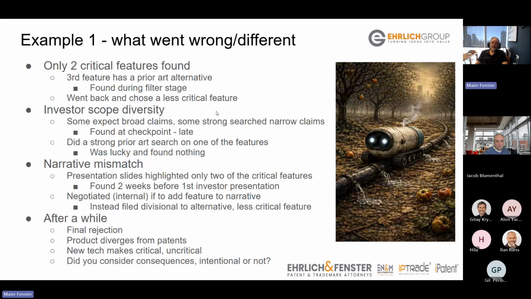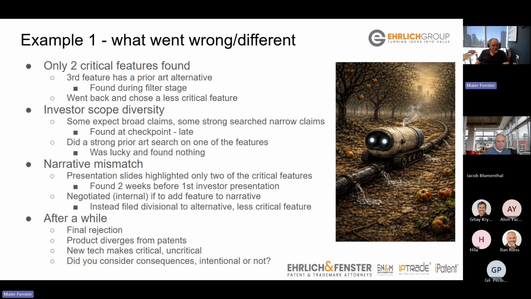Or not. What went wrong? Okay, this story happened, and here's typical things that might have gone wrong. You were supposed to write on 3 critical features, but you only found 2 critical features because one of them has an alternative, so it's not really critical. You found that during the filter stage, which is what you're supposed to do, but you had to choose a less critical feature. So now you have 2 good critical features and 1 so-so.